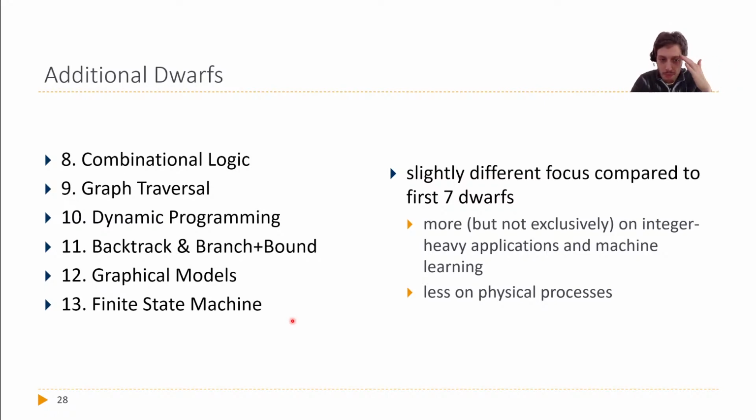And many of them focus more on integer-heavy applications and a little bit of machine learning, for example, and less on physical processes, but that's not overall true. So that's just the general direction that these take, which is why I think they were added on later, because people first started with the physical processes that we can see and experiment on in real life, and these are more like theoretical problems. But that's not exclusive, obviously, so you can have outliers.